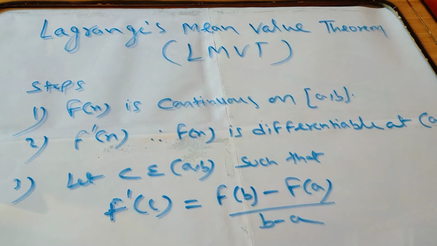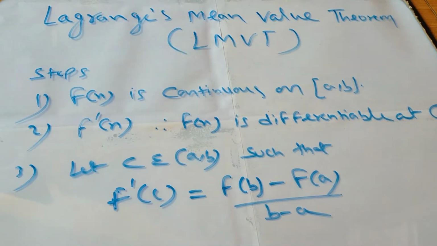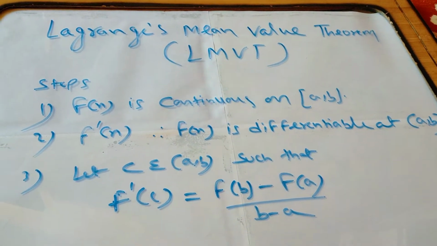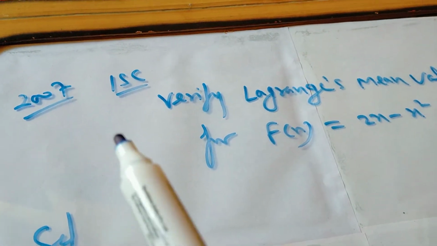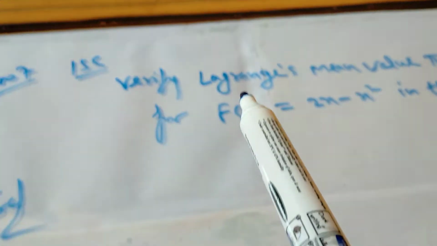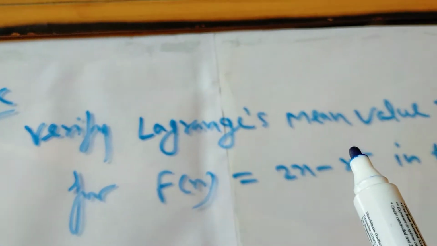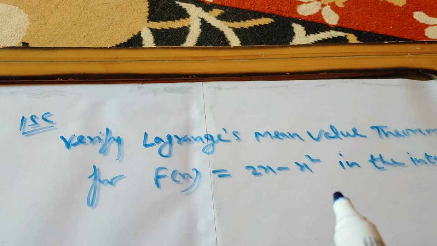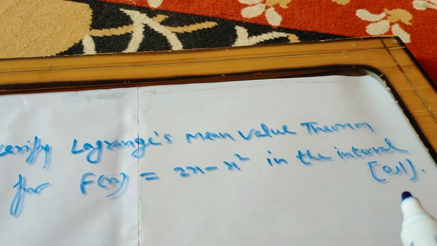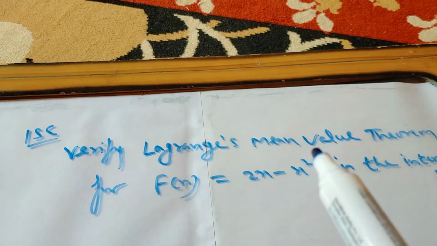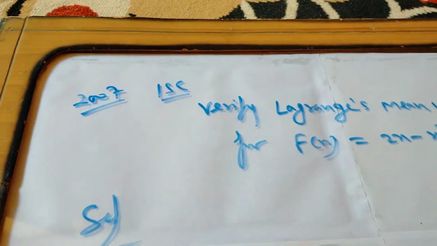So students, let us take one example. Through that example I will clarify your doubt about how we can verify Lagrange's mean value theorem for a particular question. Look at this question, a 2007 ISC question. We have to verify the Lagrange's mean value theorem for f(x) equal to 2x minus x square in the interval [0, 1]. One by one we have to follow the steps.